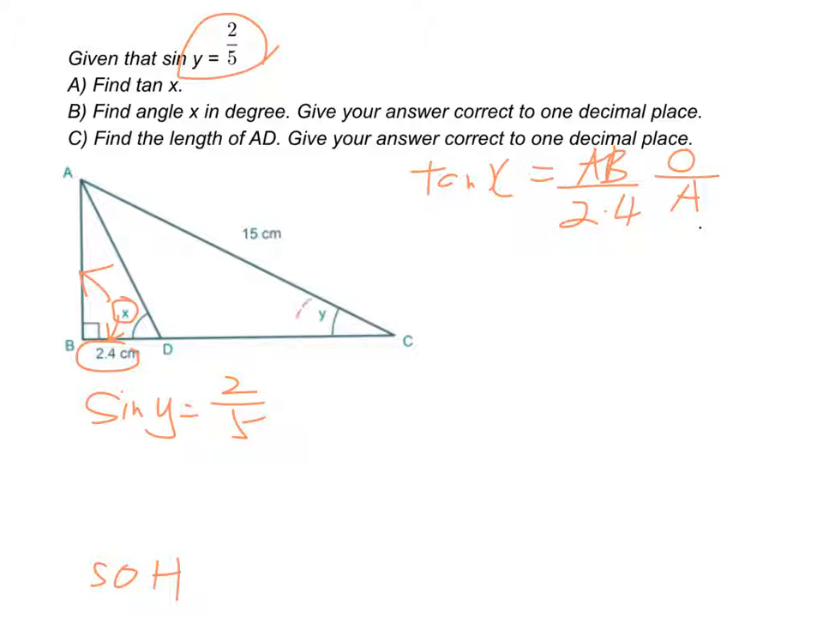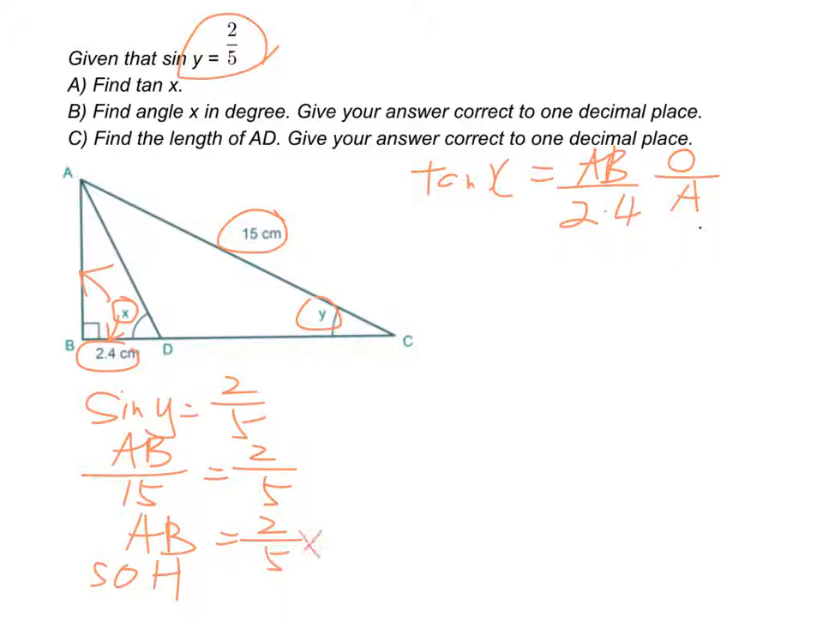The opposite of y is AB. So it's AB. And the hypotenuse of y is 15. Well, then we can find out AB. Right, then we can substitute this number 6 into here. Then we can find out tangent x.